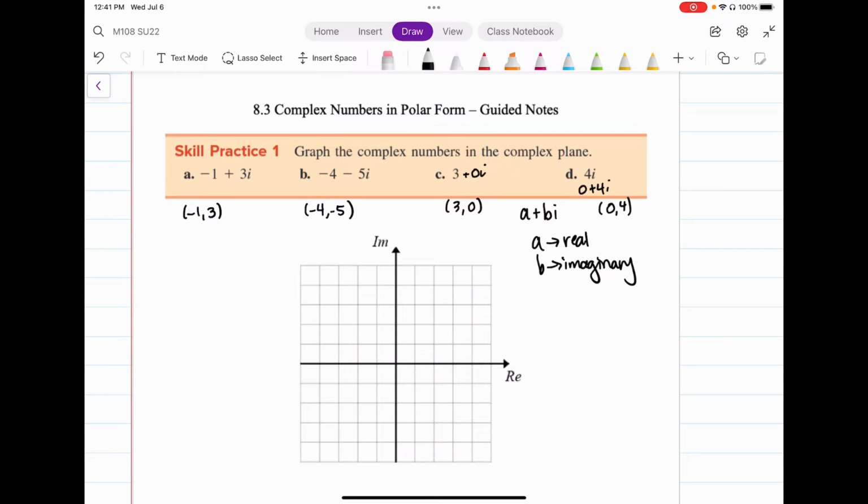Plotting those points, the first point, -1, 3, means I go back 1 on the horizontal axis and up 3 to the positive imaginary axis. That's point A. -4, -5, I go back 4 on the horizontal axis and down 5 on the vertical axis. That's point B. 3, 0, I go to the right 3 and stop. That's point C. And 0, 4 means I just go up 4, and that's point D.